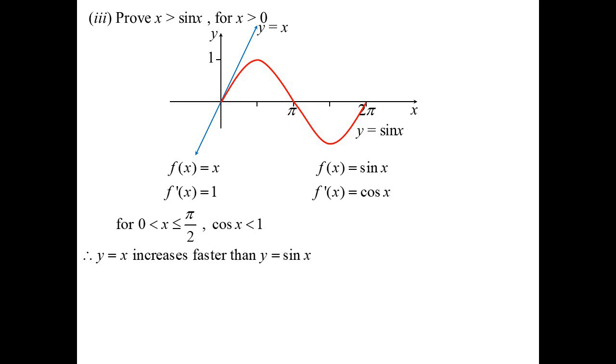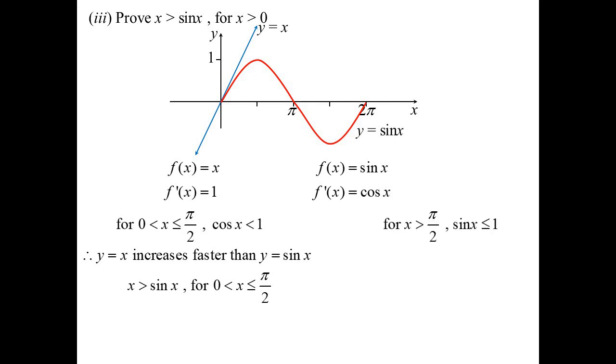So if it's increasing faster, and they both started at the same point, then the blue line must be above the red curve, because it's increasing faster. Now, that shows us that x is bigger than sine x. As I say, I just looked at between 0 and pi on 2.